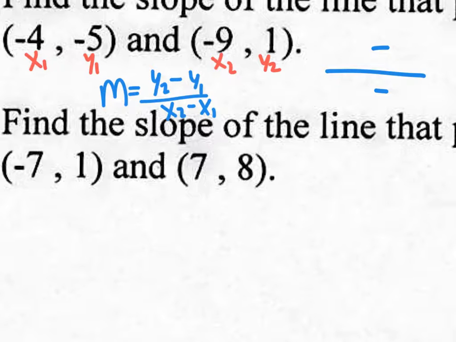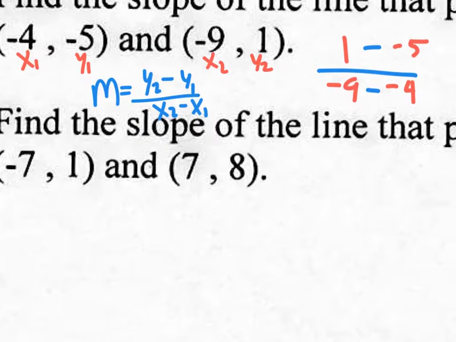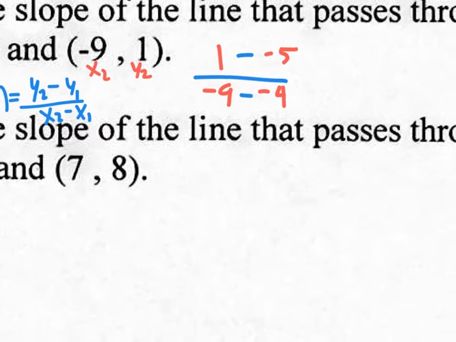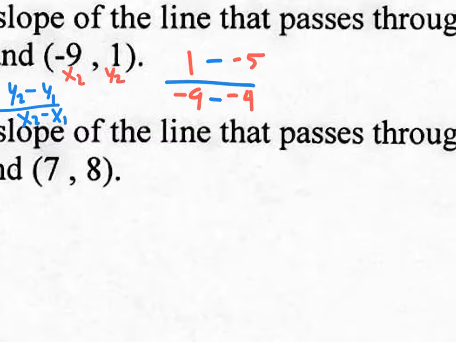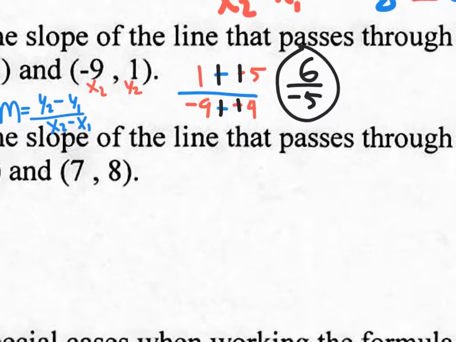What's the y2? 1. What's the y1? Negative 5. What's the x2? Negative 9. What's the x1? Negative 4. So when we do this math, the minus minus has to change to plus plus. So you're going to end up with 6 over negative 5, and that would be your slope for that one.